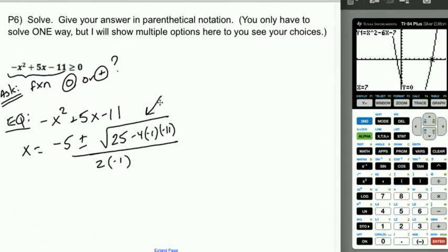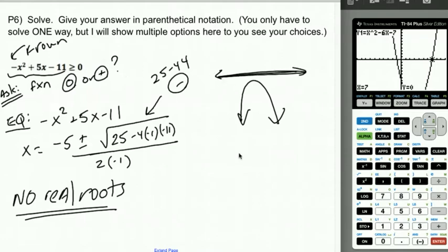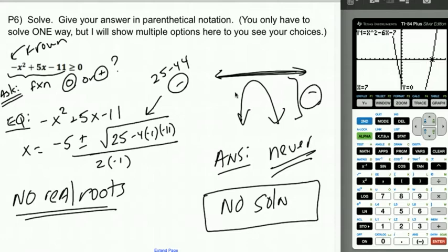Well, again, this inside is going to end up being 25 minus 44, which is negative. So there are no real roots. What that means is that we're not intersecting the x-axis at all. This is a frown, so it must look like this. It's a frown below the x-axis, right? So if we're asked when it's 0 or positive, the answer is never. There is no solution that makes this true. Okay, so this thing is literally always negative. We were asked when it's 0 or positive, so there is no solution.